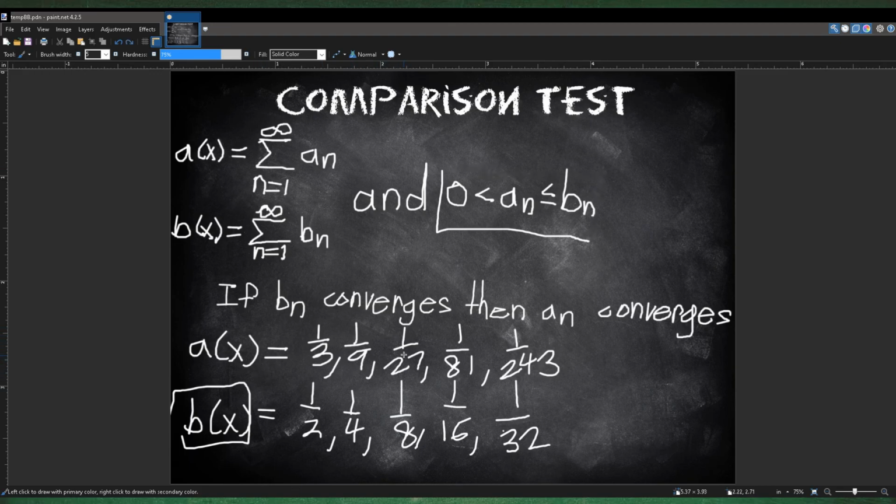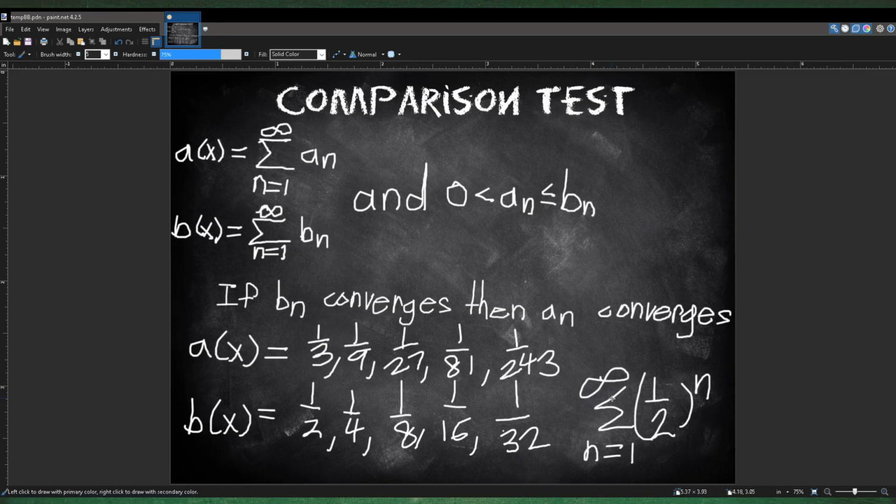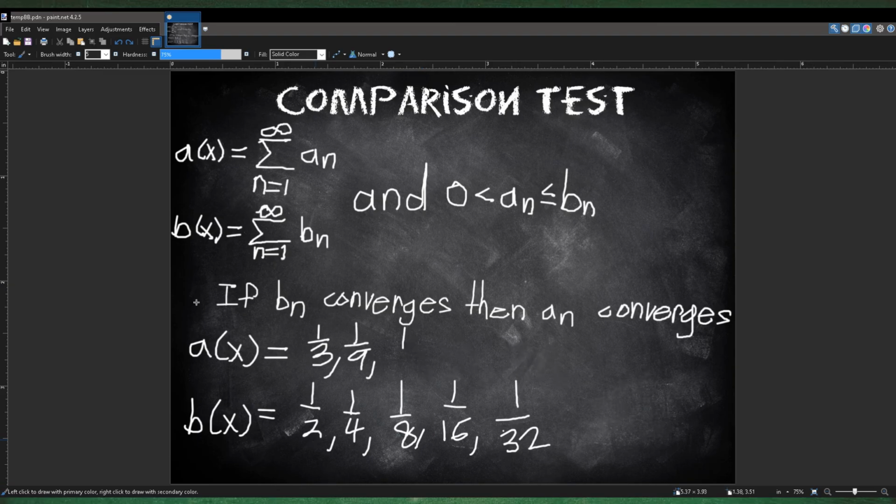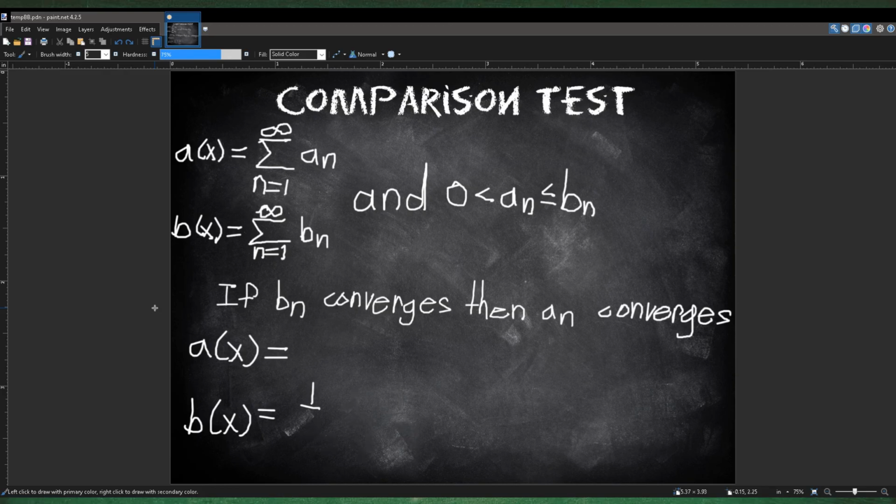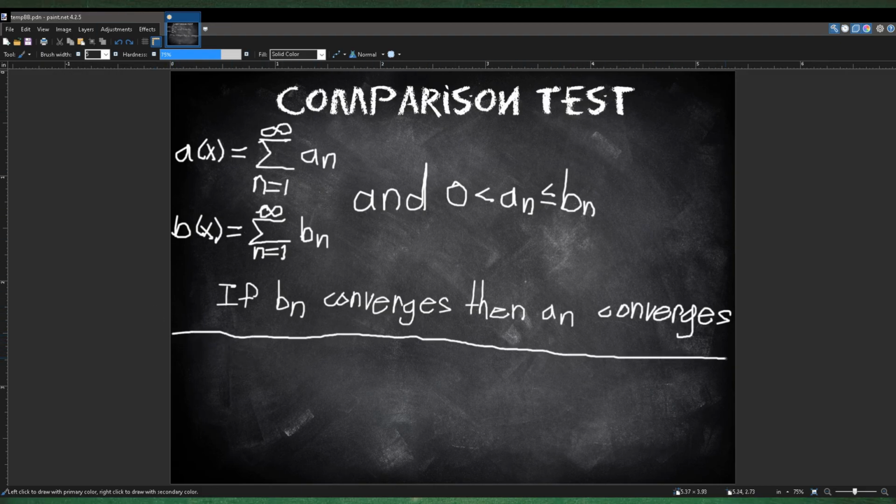If both are sequences, then if b of x converges, then a of x converges. And we know b of x converges because that's just the summation of 1 over 2 to the power of n, with n from 1 to infinity, which we proved earlier in the video. So if this converges, then a of x also converges, because of the comparison test. That's the general idea. It takes more logic than convention, so let's try to understand this more with another example.